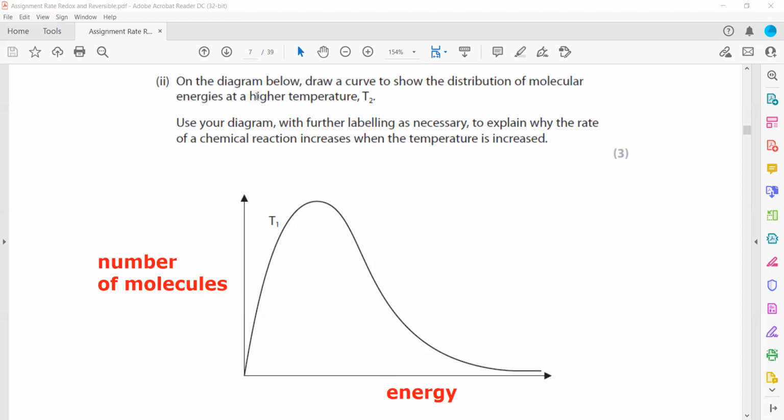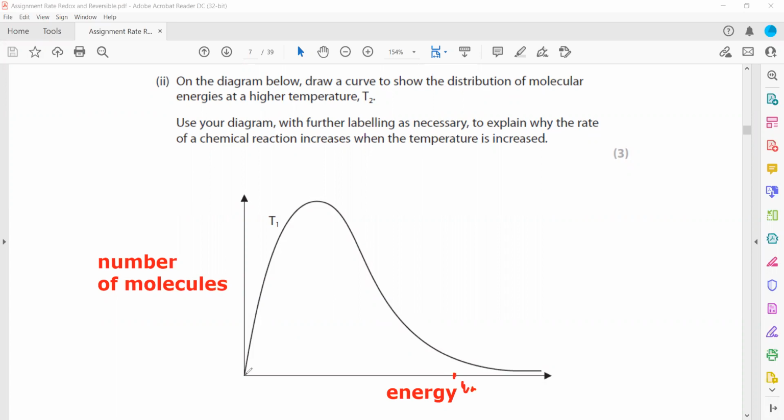On the diagram below, draw a curve to show the distribution of molecular energy at higher temperature. So what will happen at higher temperature? And use your diagram with a further label as necessary. Explain why the rate of chemical reaction has increased. So what is the reason? What will be the another label? We'll add another label, that is activation energy. So the particles which are after activation energy, they are actually reacting and forming a product.